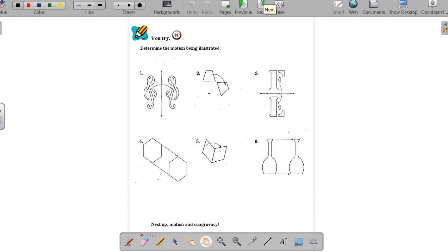So I'd like you to pause the video and label each one, 1 through 6, either a translation, reflection, or a rotation. Pause the video.